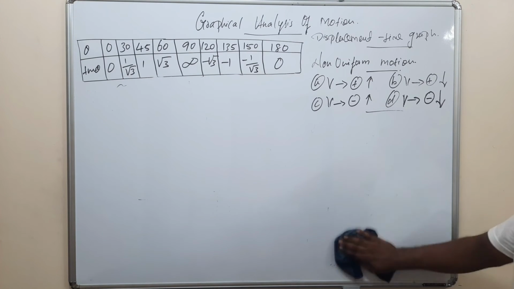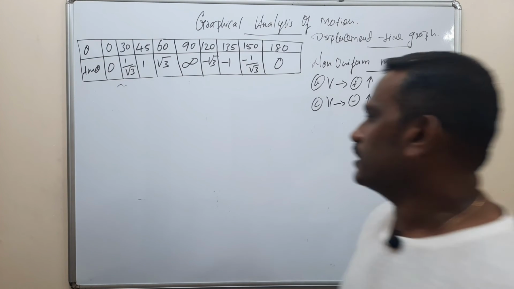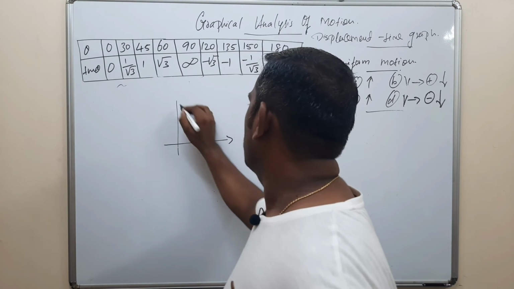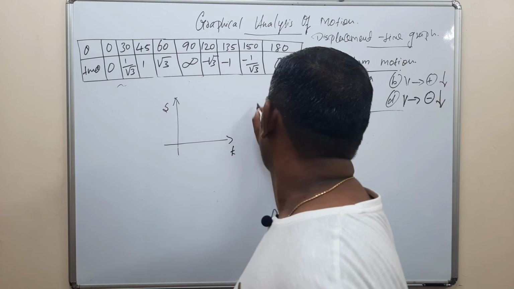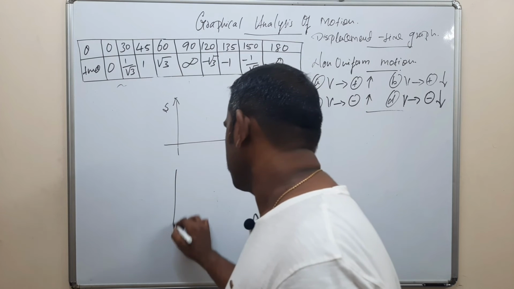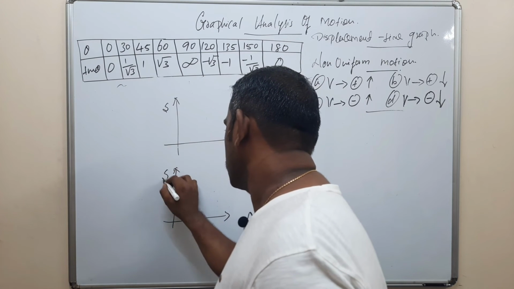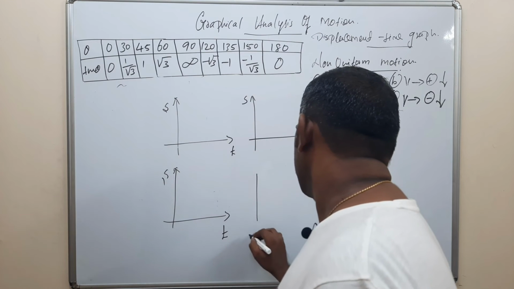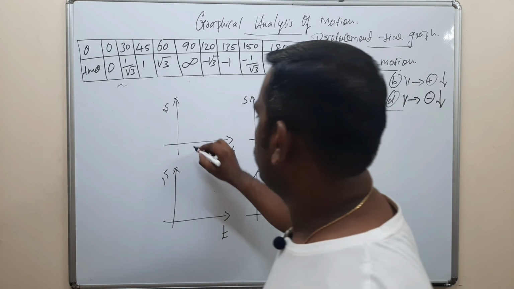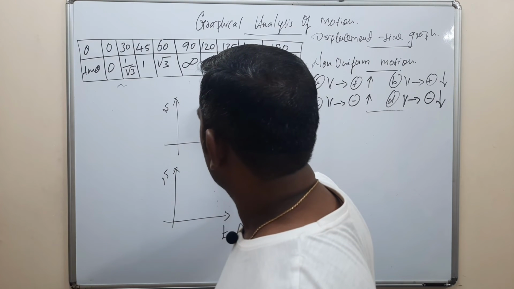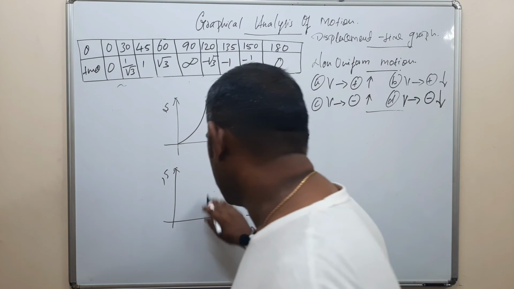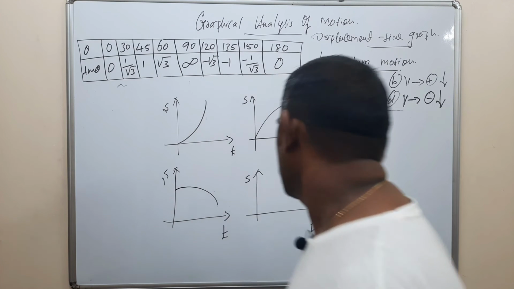Quick recap, a quick glance at these 4 displacement time graphs. So the first curve, second curve, third curve, fourth curve.